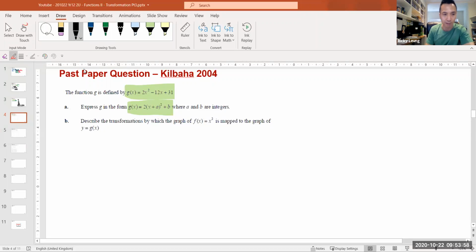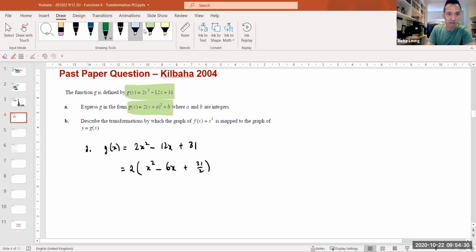So part A. If they gave you that the function g(x) equals 2x squared minus 12x plus 31, then it is a case of trying to complete the square here. Actually, before I do that, let's factorize the 2 out and then complete the square with the remaining quadratic inside that. That's not a nicely divisible by 2 number, so we'll just put it as a fraction. Bring it inside the bracket, add 9 to complete the square and simultaneously minus 9.